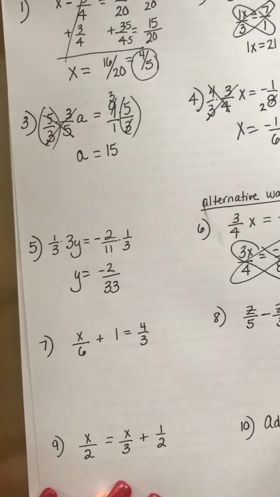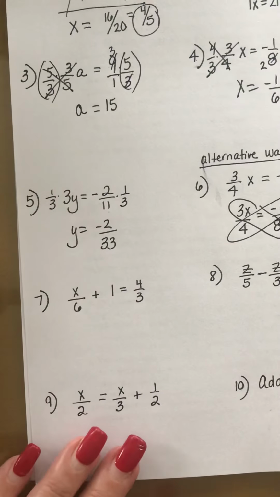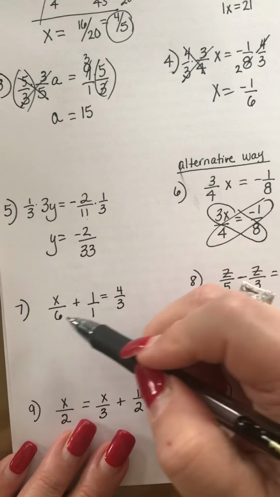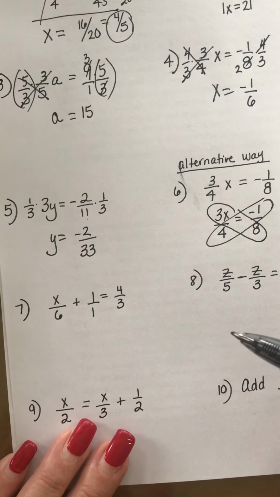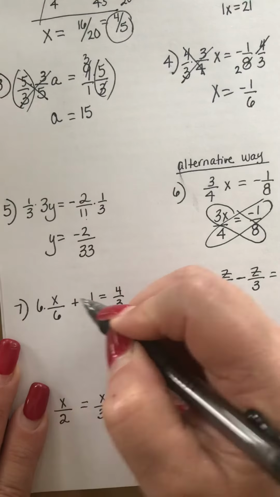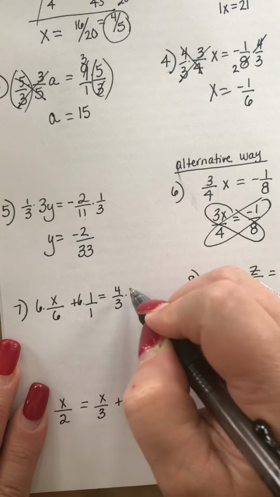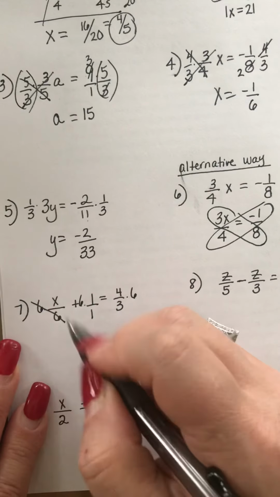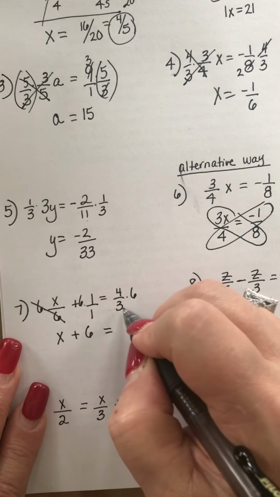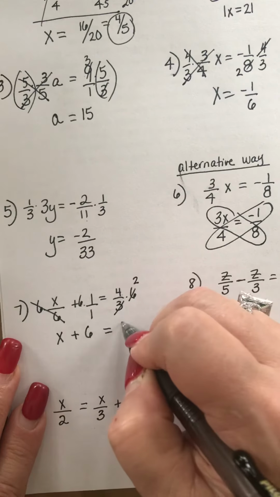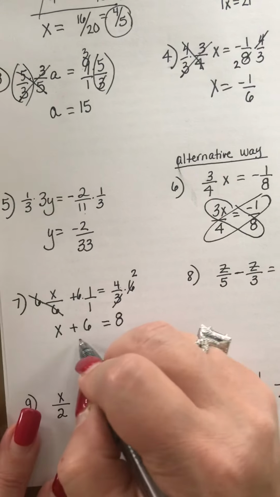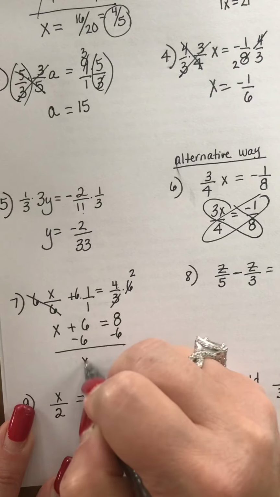Number 7. Okay. What you could do here, you have 3 terms here, a 6, a 1, and a 3. The least common multiple of 6, 1, and 3 is 6. So if I multiply this by 6, this by 6, and this by 6, these 6's cross out, so you have x. 6 times 1 is 6. 3 goes into 6 2 times. 4 times 2 is 8. Now you have an equation with no fractions, so subtract 6, and x is 2.